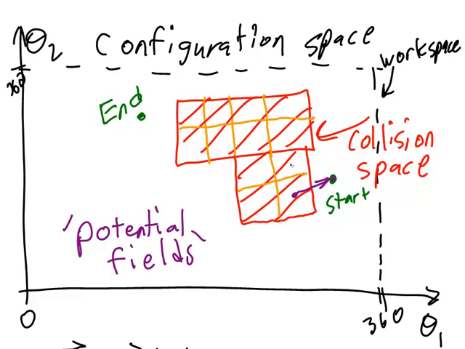So these two elements of collision space, which are very close to the end effector at the start point, will exert a large repulsive force. As we get farther away, the force exerted on the end effector by each of these elements of collision space will become smaller as the elements are farther away.